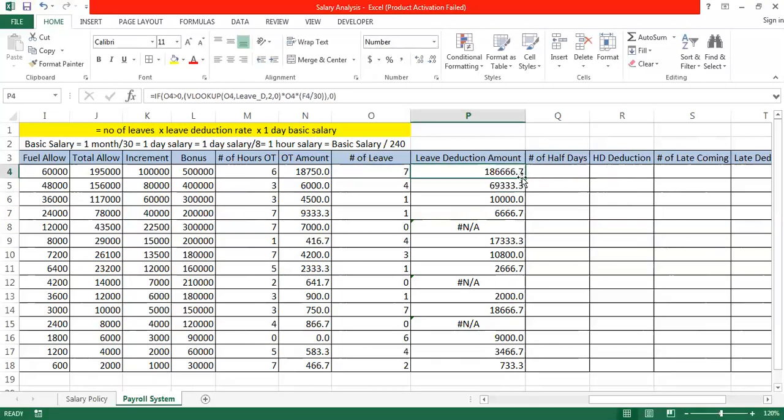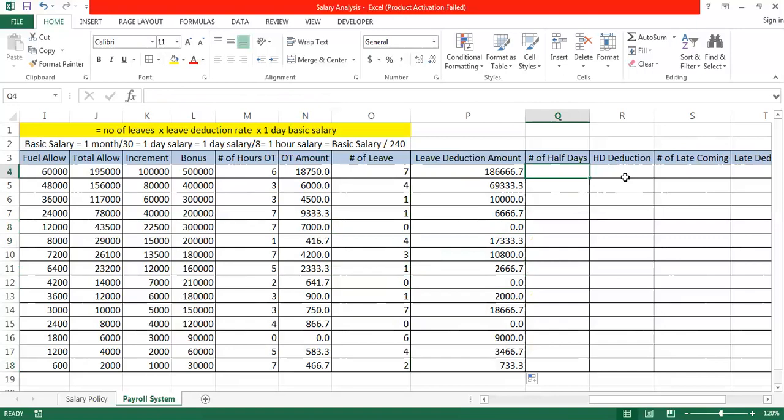So now you can see, again, I have resolved that issue by using IFERROR, and this time I have resolved that issue by using an IF-ELSE condition. So, number of half days. In number of half days, we will again have 0 to 7 half days.